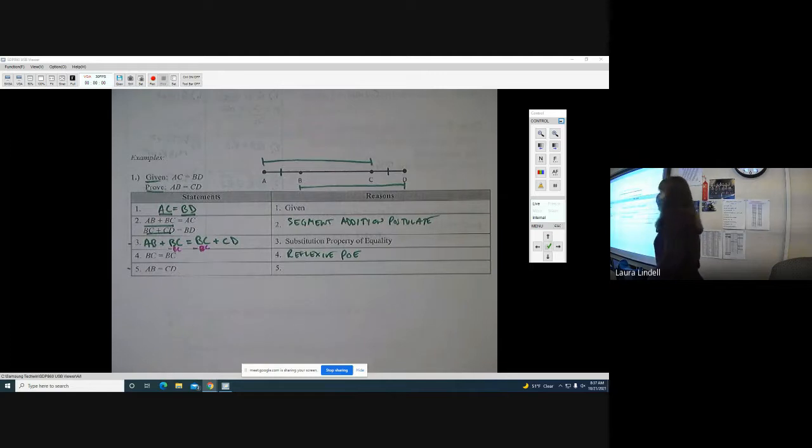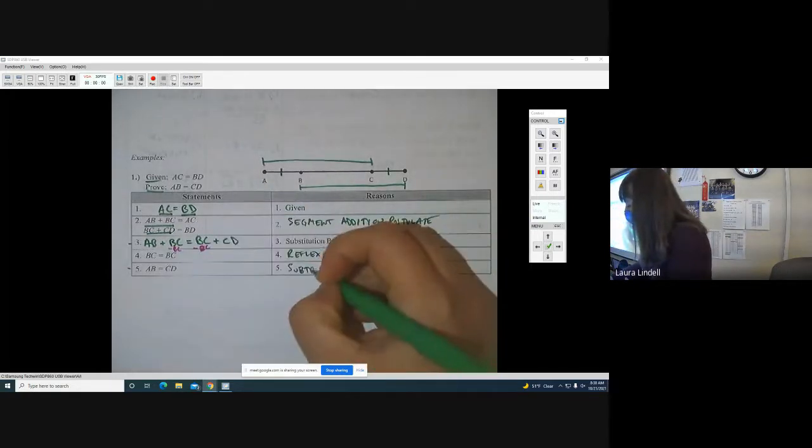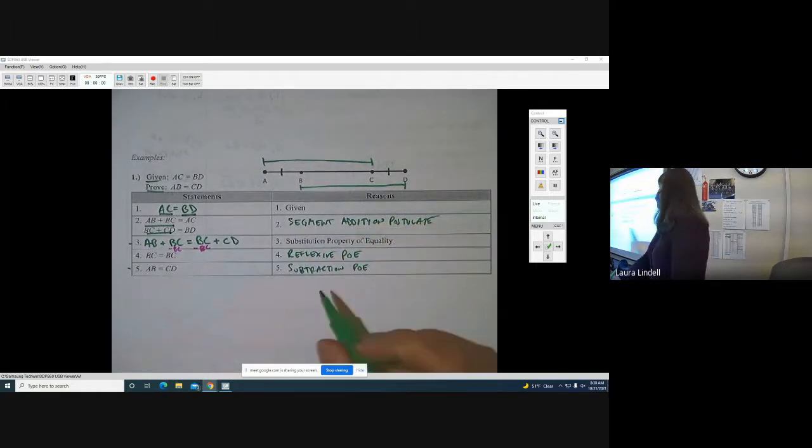You can cross it out if you know that what crossing out is doing is subtracting from both sides, because that's where when we get to step 5, we have to say subtraction property. Yeah, so if you know that it's subtraction that you're doing, then yeah, sure, you can cross it off. But only if you know that that's what you're doing.